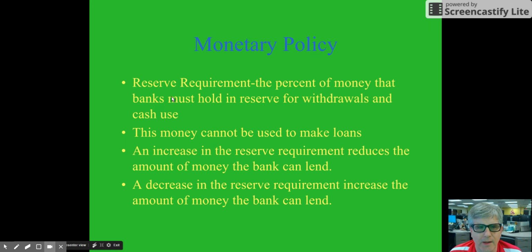Now, with monetary policy, the reserve requirement is the first tool, and this is the percent of money that banks must hold in reserve for withdrawals and cash use. This money cannot be loaned by banks. It cannot be used to make loans. An increase in the reserve requirement reduces the amount of money that banks can lend because they have to hold more in the vaults. A decrease in the reserve requirement increases the amount of money that banks can lend. They hold less in vaults and they have more money to actually lend out.